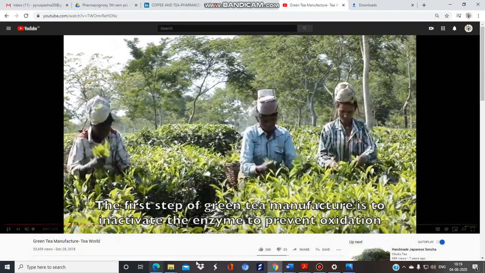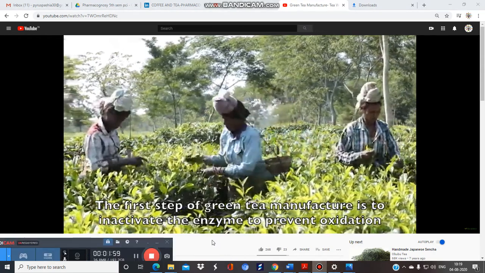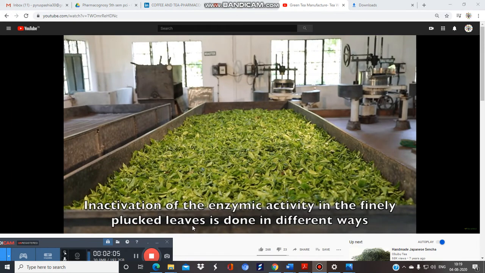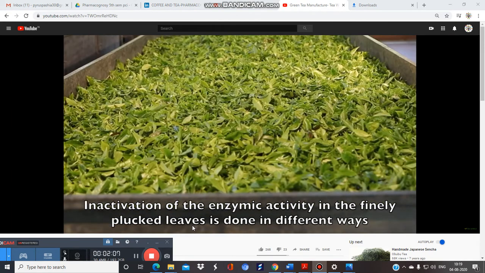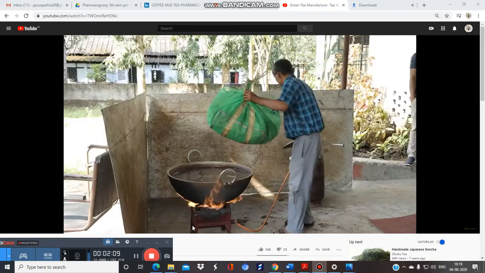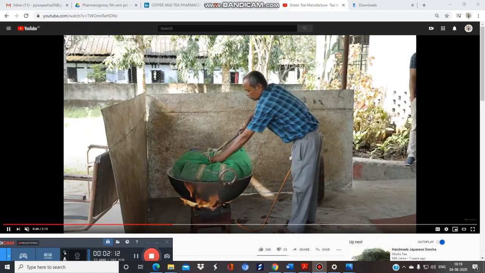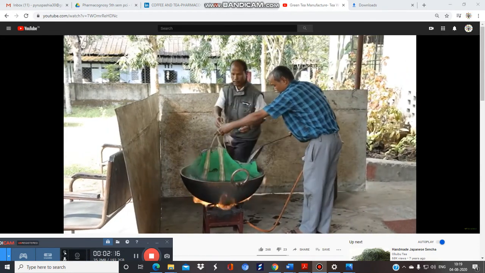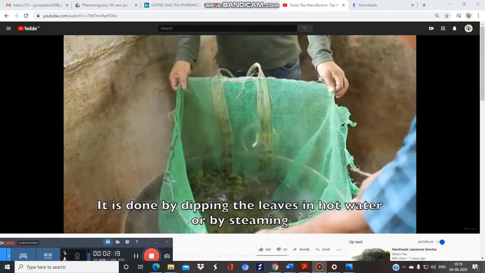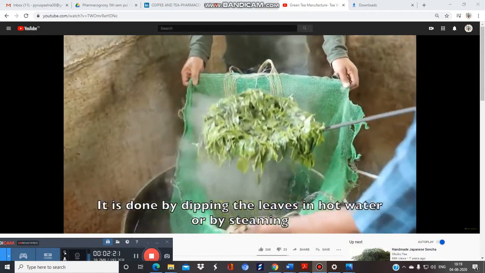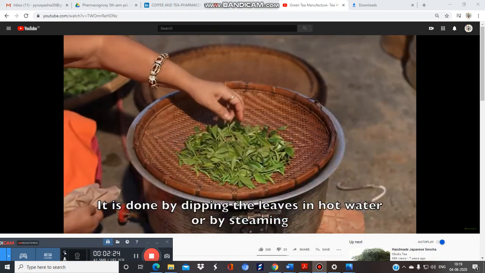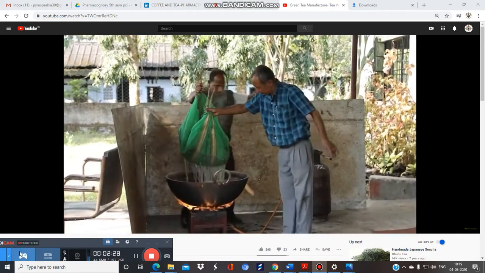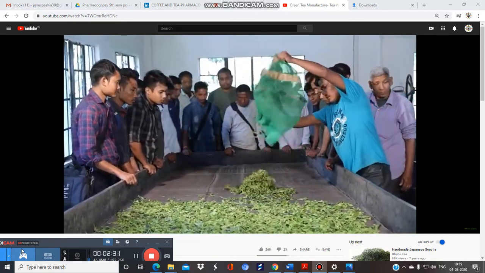So just see again, here the plucking is done, and we have to prevent the oxidation, that is, the enzymatic activity. Inactivation of the enzymatic activity is done immediately after the plucking. This can be done either by soaking the drug in hot water, look at this, he was just dipping the leaves in the hot water, or we can go for the steaming process. This is the steaming, here is the hot water, and the steaming is done.